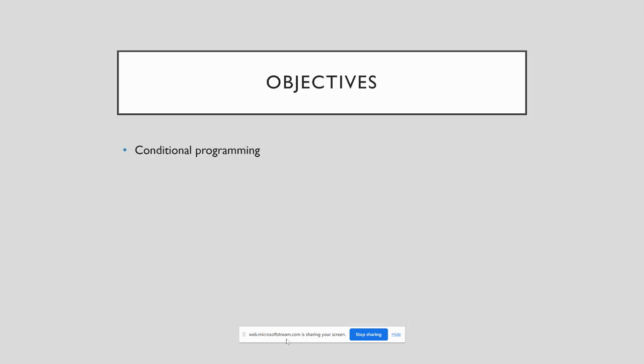Hi everyone. Today's tutorial will be talking about conditional programming. Now I'm going to show you some examples in Python and I hope this will make it easier for you to understand why we use high-level language in terms of conditional programming.